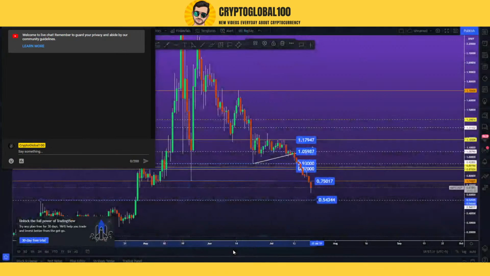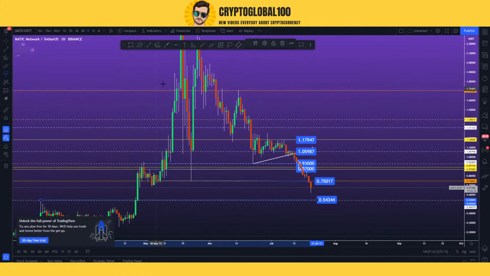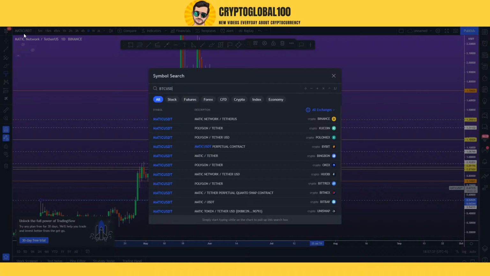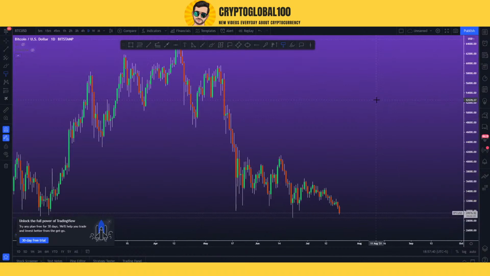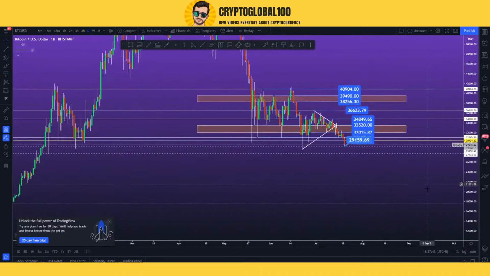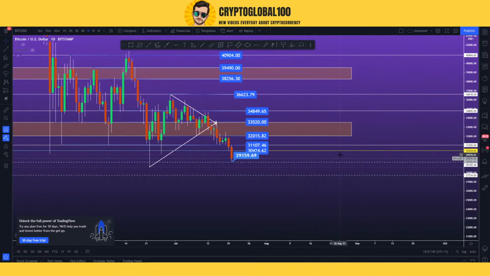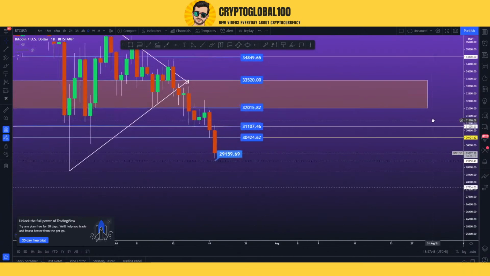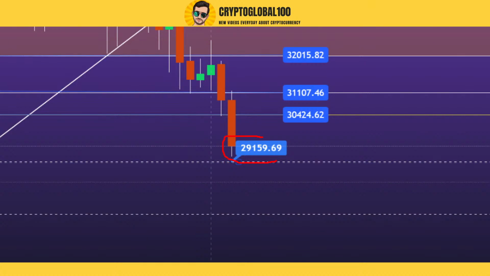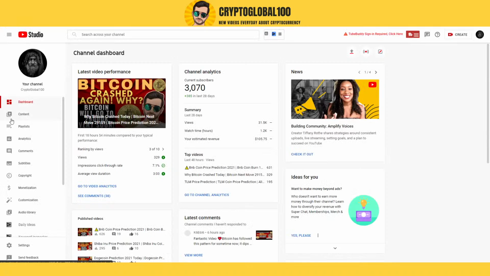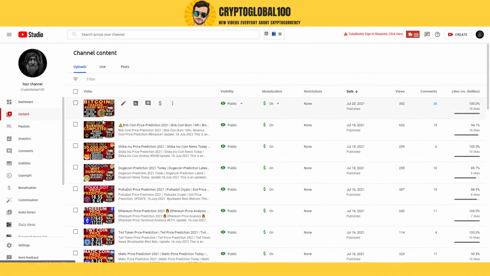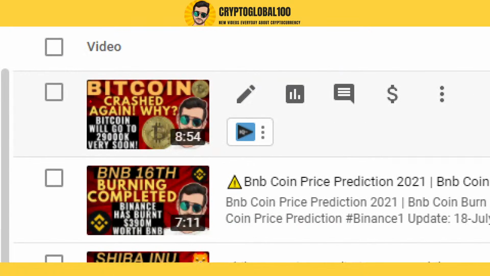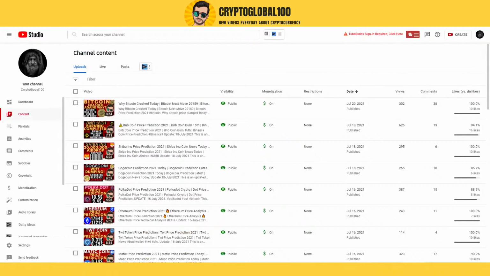And let me check, do we have any audience? Not right now. So if I go to the BTC USD, let me show you the Bitcoin price here. I already predicted yesterday. Just take a look at this one. This was the price prediction. Yesterday I made this prediction, and you can see how this candle almost reacted to this level. If you go to my channel, go to the content, you can take a look at the videos here. I told you yesterday we will be going down to 29k.